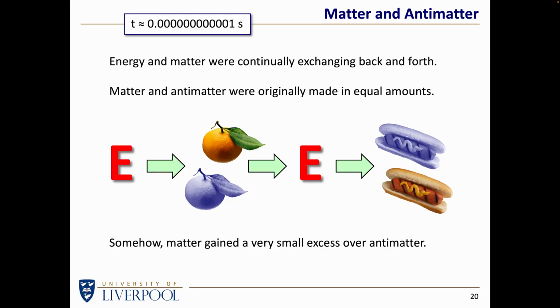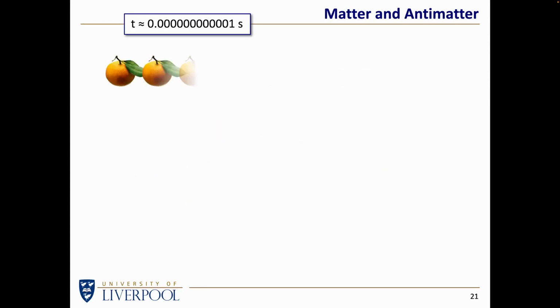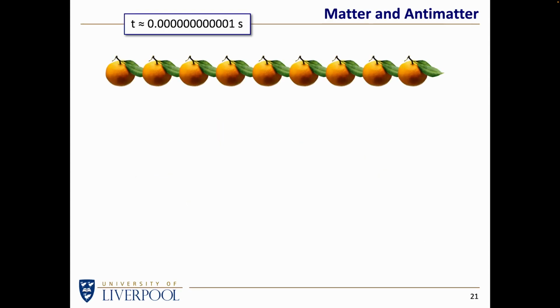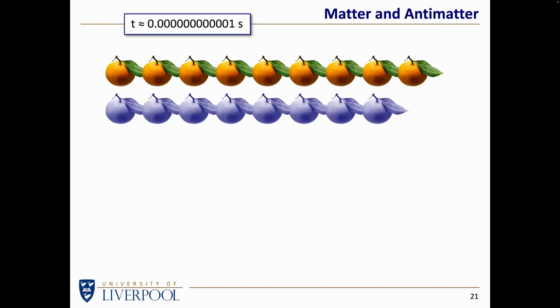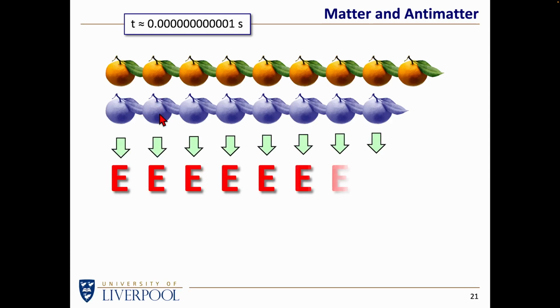Via some process that we're still trying to understand, although originally matter and antimatter were made in equal amounts, somehow matter gained a very small excess over antimatter. So what that means is, instead of generating equal amounts of matter and antimatter, slightly more matter was made than antimatter. If we think of the first particle pair, we've got matter and antimatter, and they're going to annihilate and make some energy.